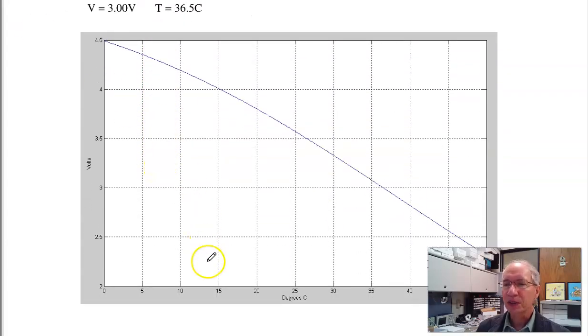What this tells you is, given the temperature, I can tell you the voltage, or going the other way around, given the voltage, I know the temperature. If I'm at 3 volts, here's the temperature.